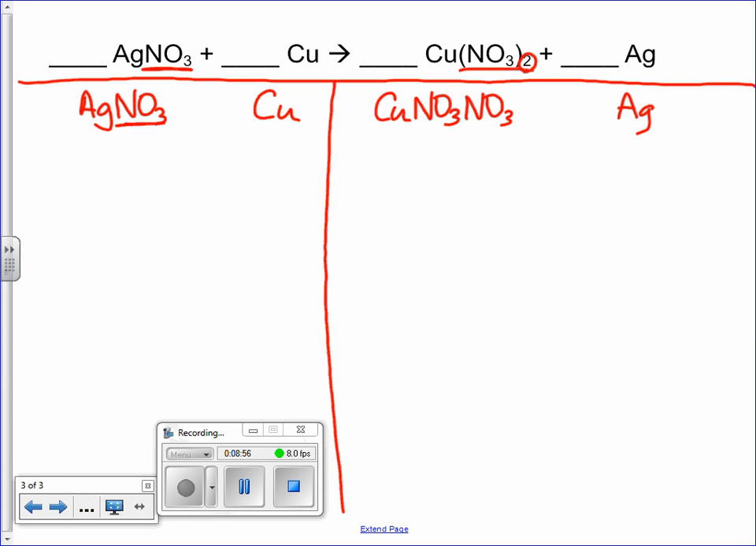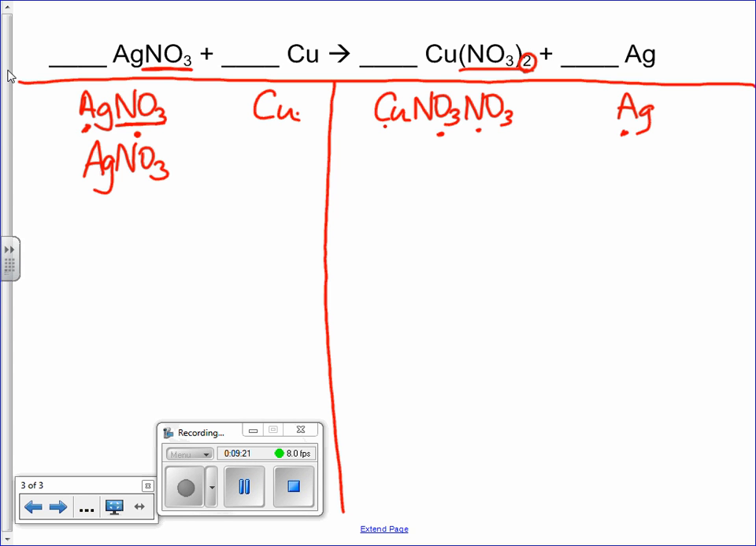Let's start counting. So I have 1 silver. I have 1 silver. I have 1 nitrate. But here I have 2 nitrates. So I need to add a nitrate over here. But remember, this is a compound, so the silver has to come down with it. Okay? I have 1 copper.